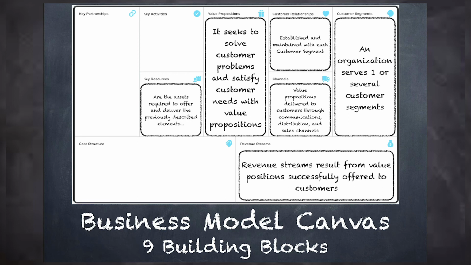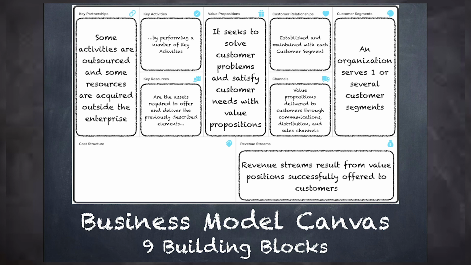All right, next, key resources. Now, these are the assets required to offer and deliver the previously described elements. Next, we have key activities. Key activities basically describes the most important things that your company does to make its business model work.